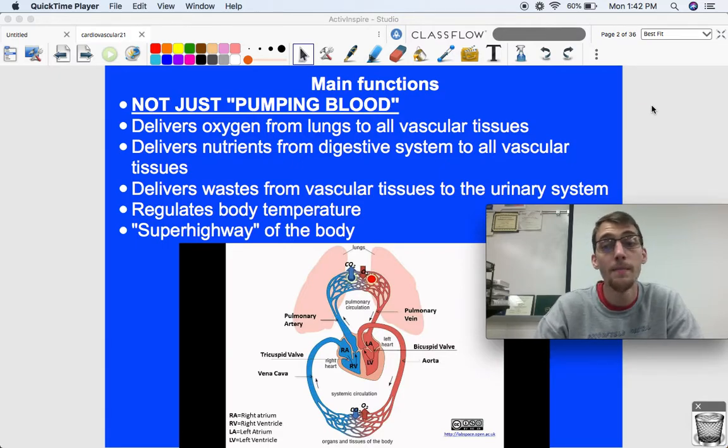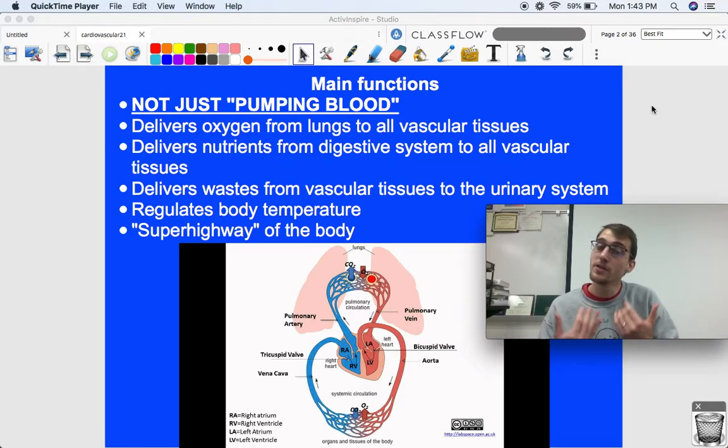Okay? Another important thing I'm going to point out right away is that for the main function of the cardiovascular system, I'm not going to give you credit on your test if you just put that it pumps blood. That is not specific enough. What I would like to see is that the cardiovascular system delivers oxygen from the lungs to all vascular tissues, meaning that all the tissues that have access to blood get oxygen delivered to them by the cardiovascular system.